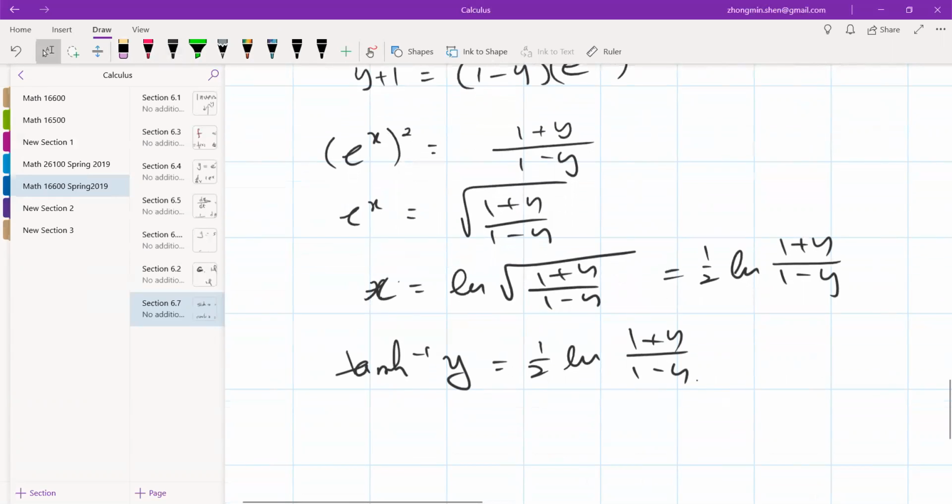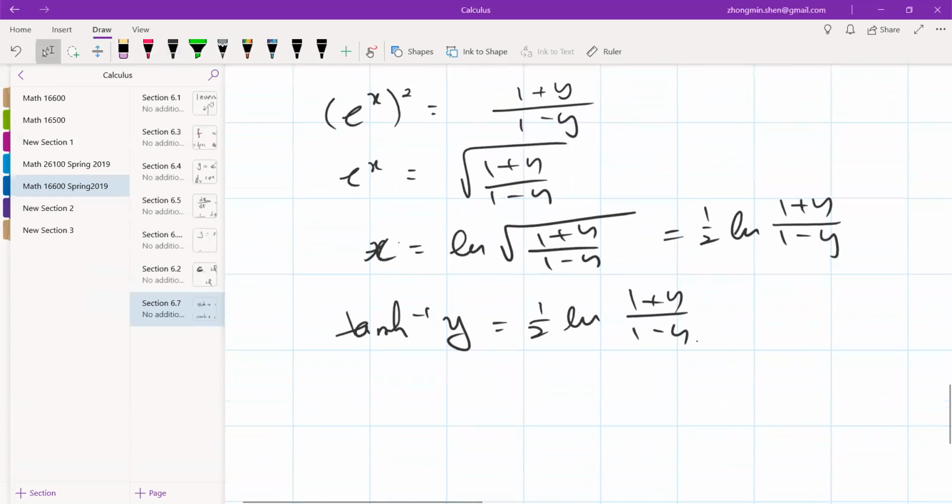All right, so if you want to find the derivative of the inverse of hyperbolic sine y, you can differentiate this function directly. It's much easier. So how do we find the derivatives of these functions? We will only consider hyperbolic sine x and hyperbolic cosine x.